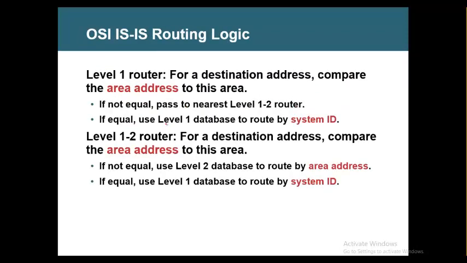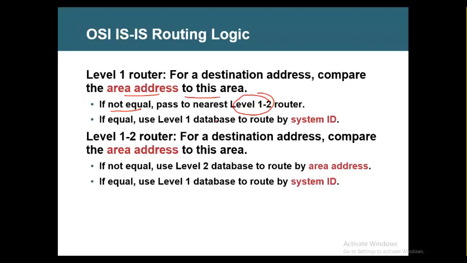ISIS routing logic. The level 1 router, for a destination address, compares the area address to its own area. If the local area ID and the destination area ID are not equal, it means it needs to go to the nearest ABR router. Correct, no? If the area ID is not matching, what does that mean? The packet belongs to a different area.